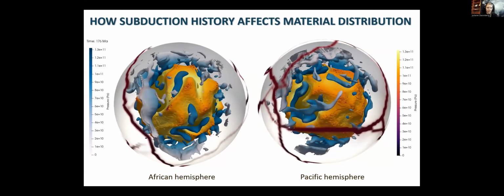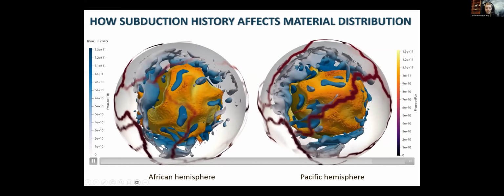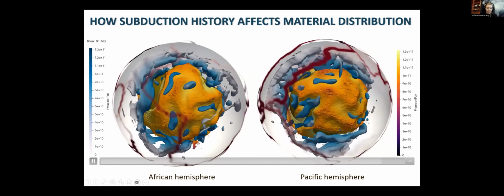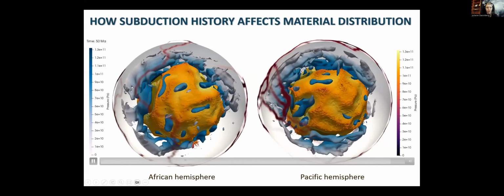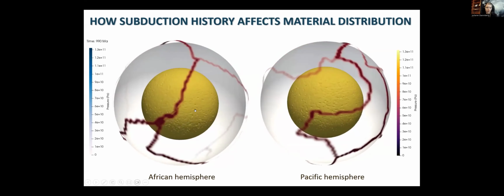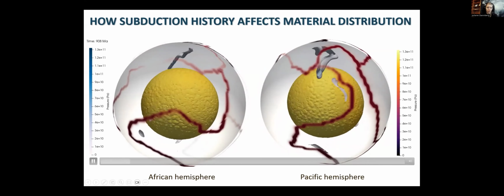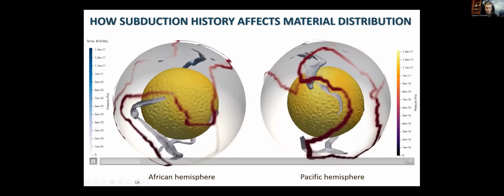And we can see that basically wherever the plates are located, we later see the cold downwellings from the subduction zones going down into the mantle. And we can also see that they then push this hot basaltic material at the CMB out of the way and shape it into these piles.